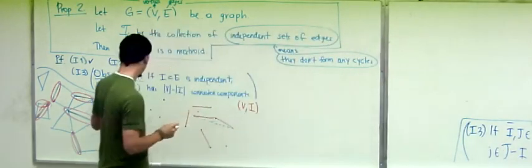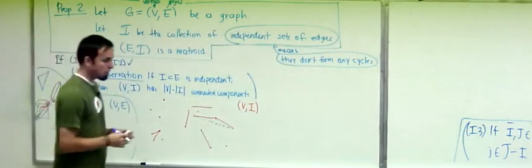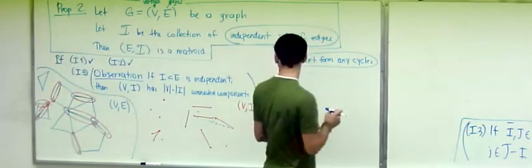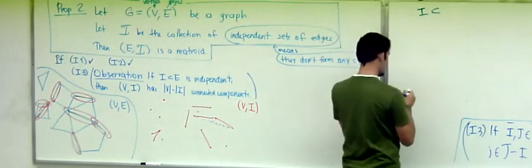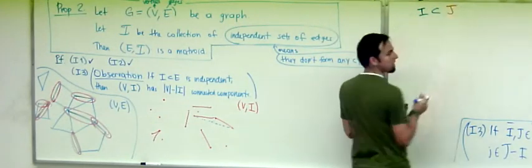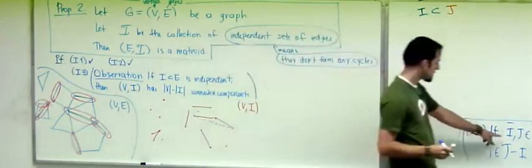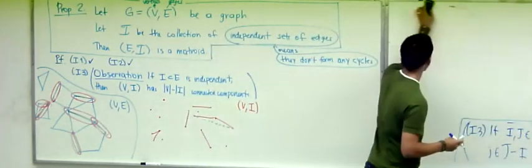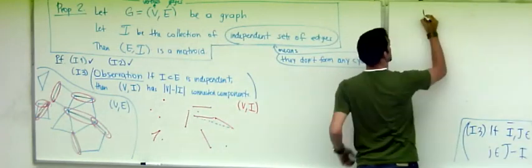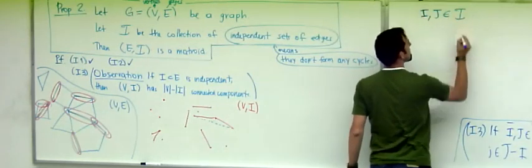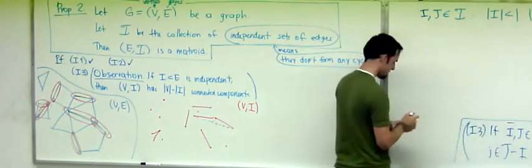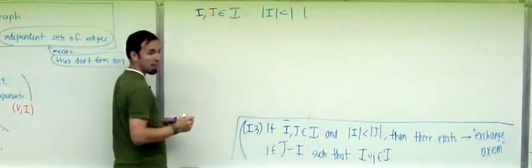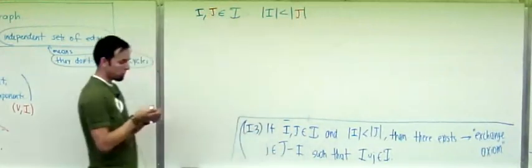How am I going to prove my axiom I3? Suppose I is contained in J. No, sorry. I and J are not contained in each other. All we know is that I and J are independent, and the size of I is less than the size of J. And just so you can keep track of these, remember that the edges of I are blue, and the edges of J are red.